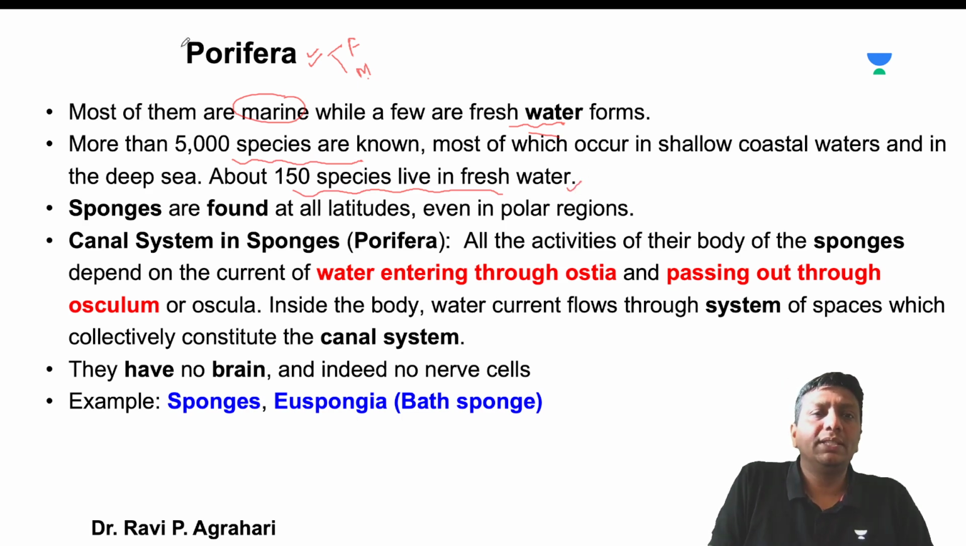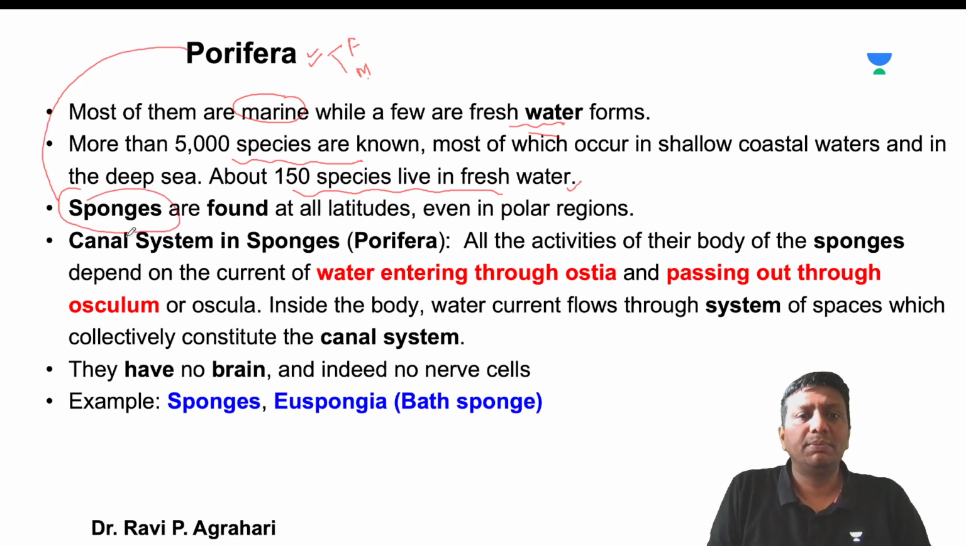The most common examples of poriferans are sponges, and sponges are soft-bodied animals. They are available in every latitude. Even in the polar regions, poriferan members are available.